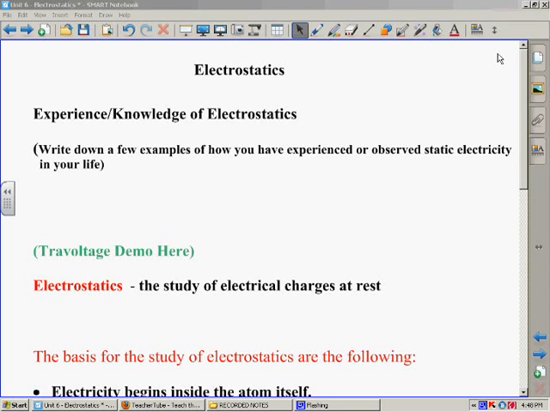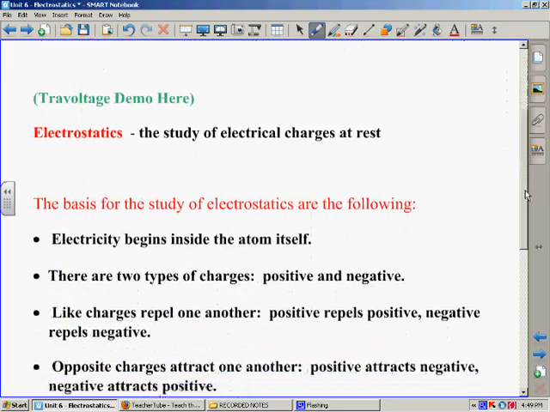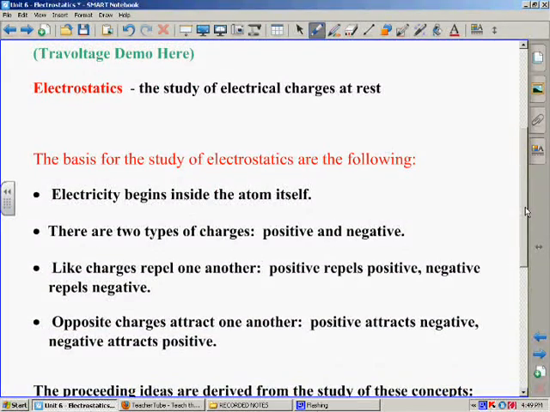We're now moving on to electricity and magnetism. Electrostatics is the first of 5 units in our electricity and magnetism study. You already have experience with electrostatics, and what I'd like you to do right now is take a minute or two and just write down some examples that you've experienced in your life or that you know about. Once you've written down a couple of examples, write down the definition of electrostatics.